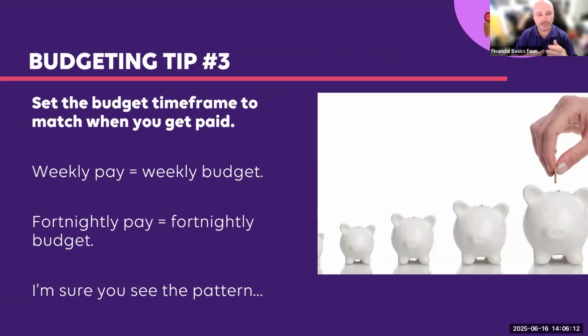When you're doing the budget, especially if you're doing one of those more manual budgets, the budgeting tip is to do it the same time frame as you get paid. So if you get paid weekly, do a weekly budget. Fortnightly, do a fortnightly budget, and you can figure out the rest of that pattern.